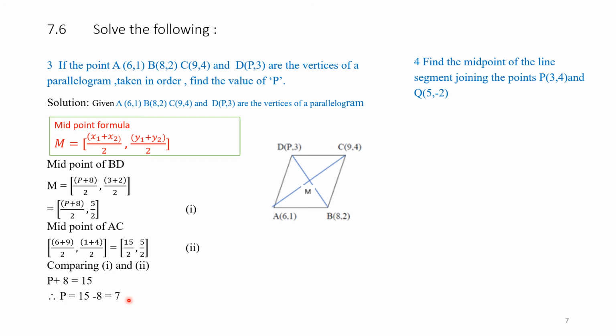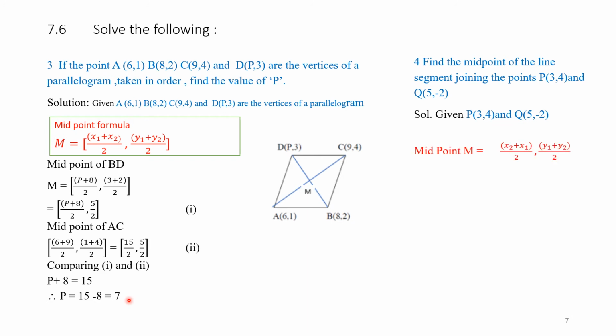Now let us take up the next problem. Find the midpoint of the line segment joining points P (3, 4) and point Q (5, minus 2). We have to find the midpoint using the same old formula. P is given as (3, 4), Q is given as (5, minus 2).